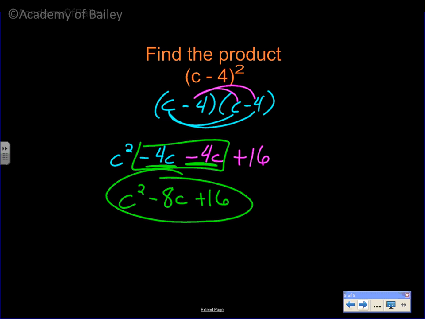This was just a quick one. This was kind of a refresher, just showing you a few special products when you are multiplying polynomials.